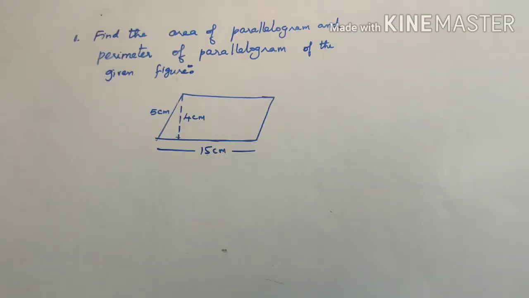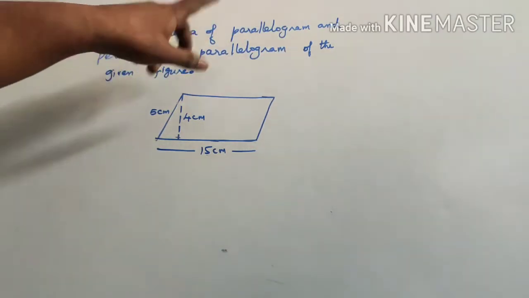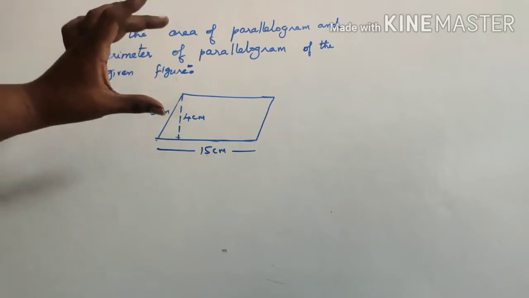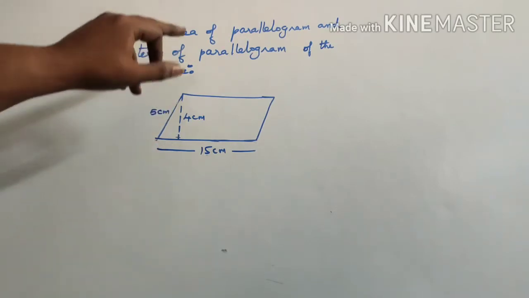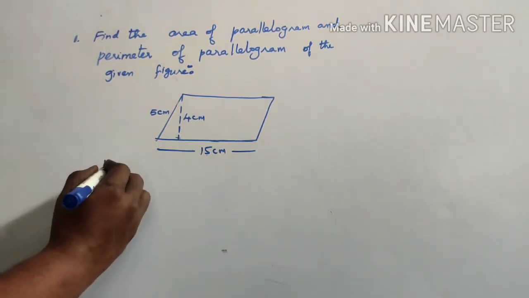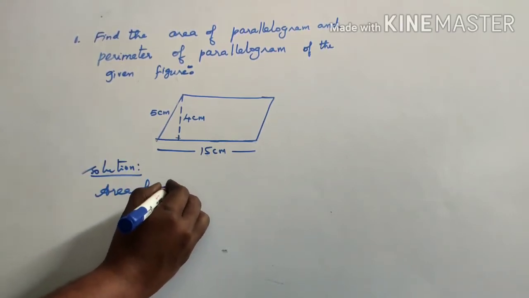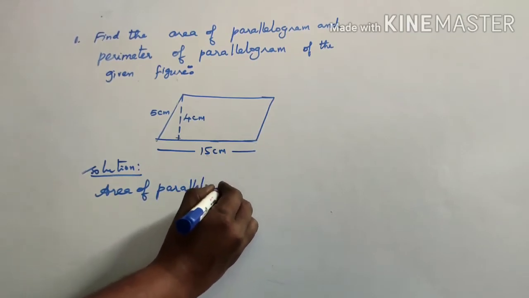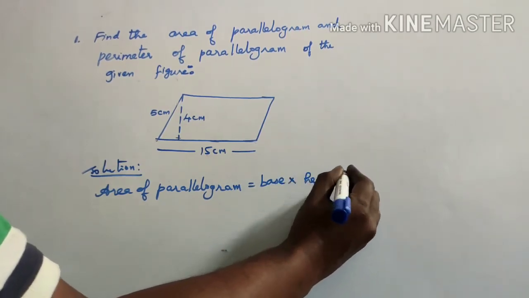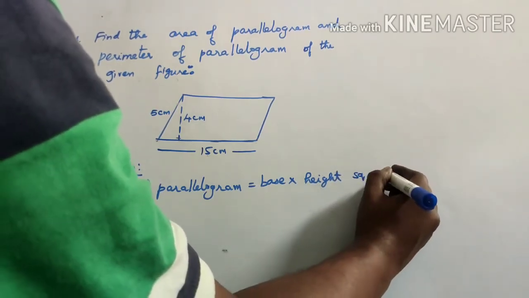Okay, now we are going to find the area of parallelogram and perimeter of parallelogram of the given figure. Okay, they have given a diagram, and using this we are going to find area of parallelogram and perimeter of parallelogram. Okay, so there is a formula to find area of parallelogram. So area of parallelogram equal to base into height. Base into height, square units.